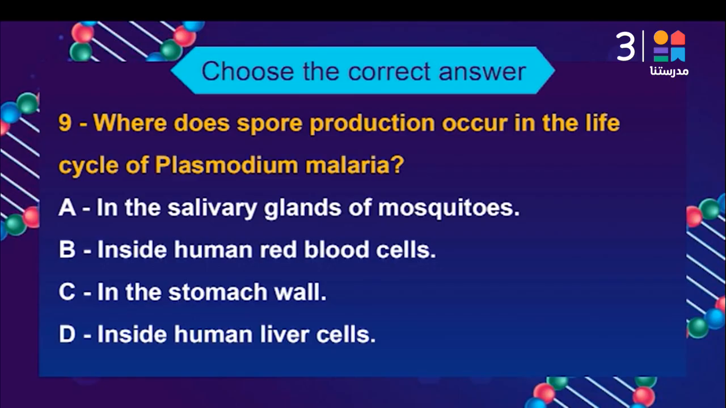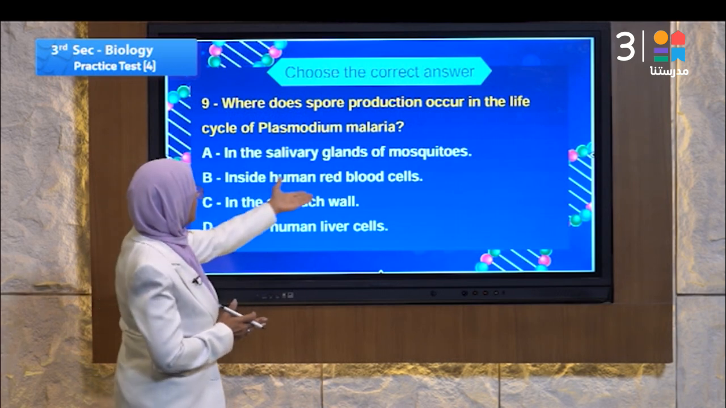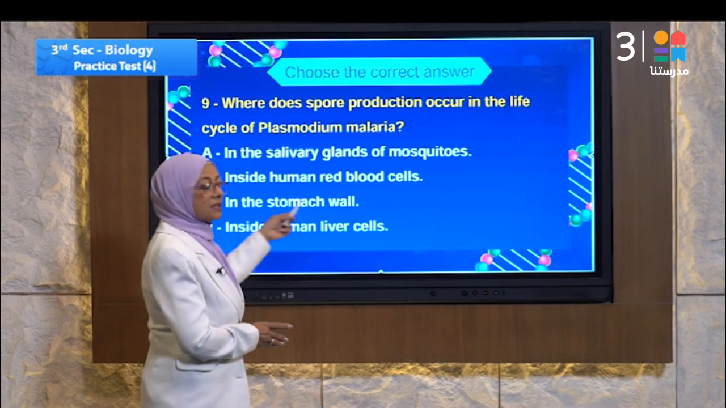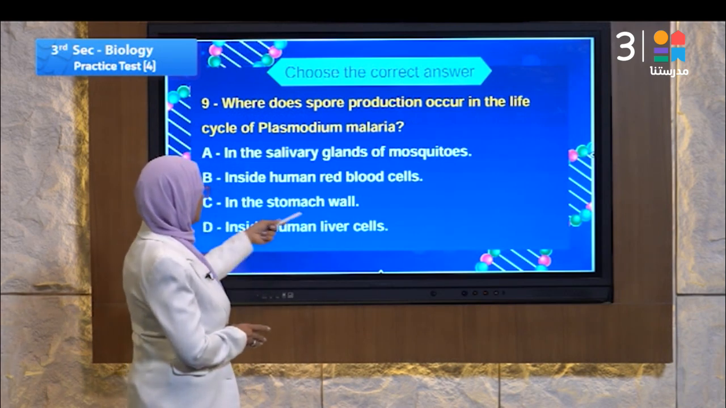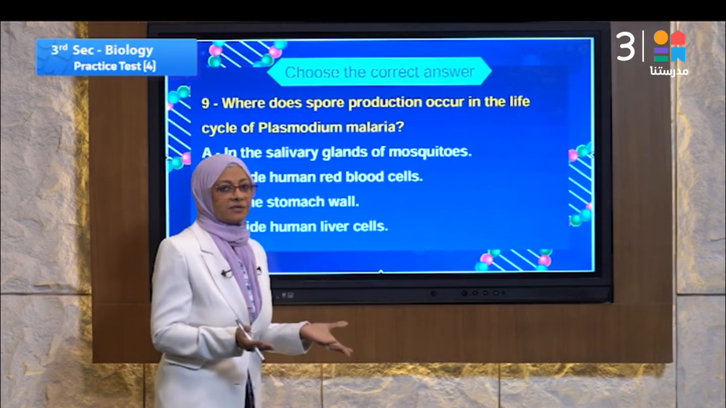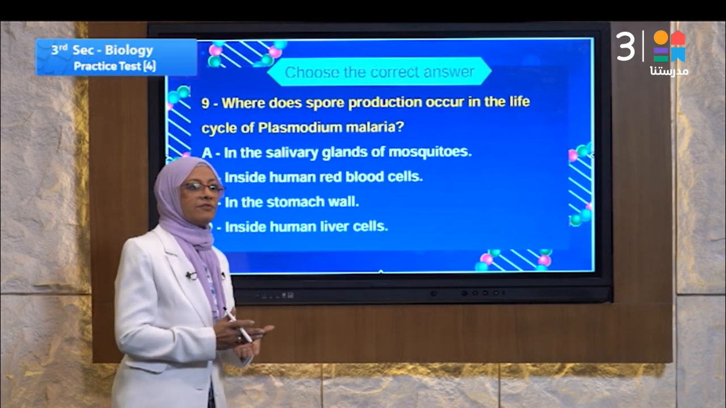Where does spore production occur in the life cycle of Plasmodium malaria? He asks here about the place of formation of spores, where the spore production occurs. Number A, in the salivary gland of the mosquito. B, inside the human red blood cells. C, in the stomach wall. D, inside the human liver cells.